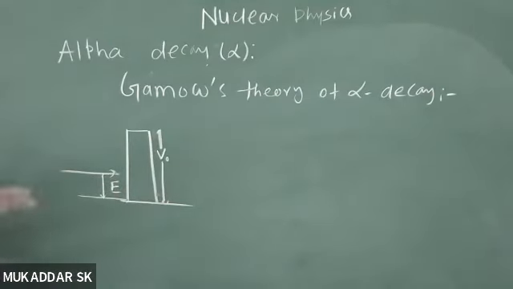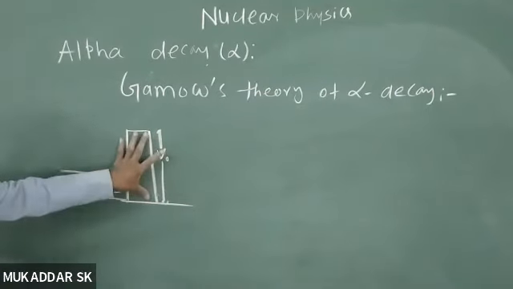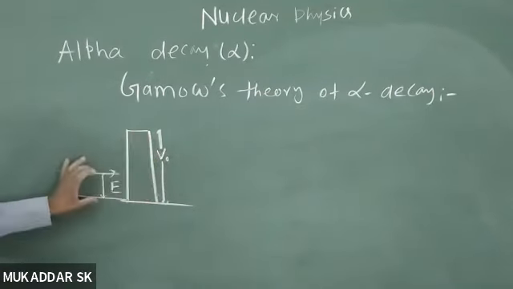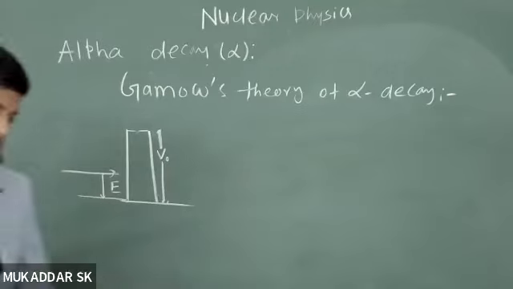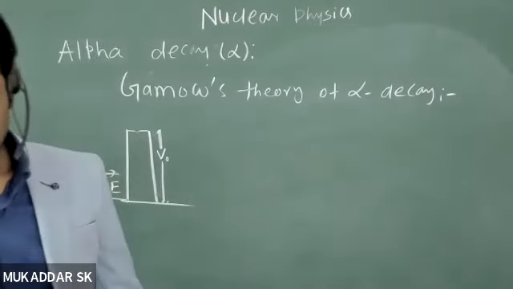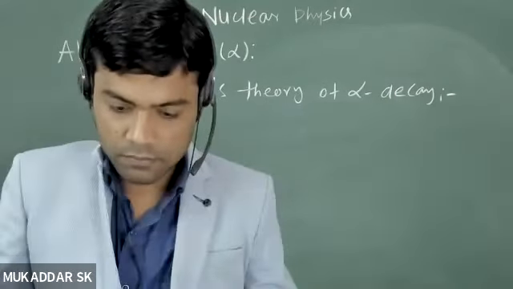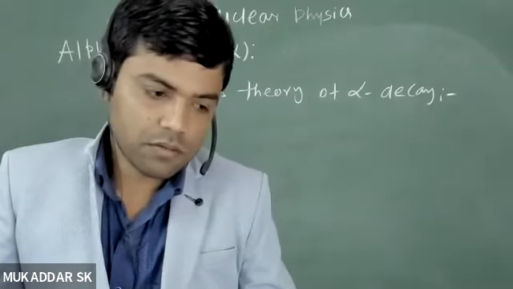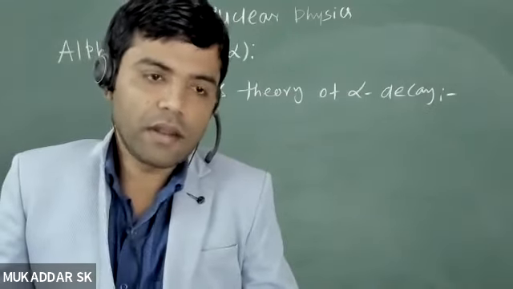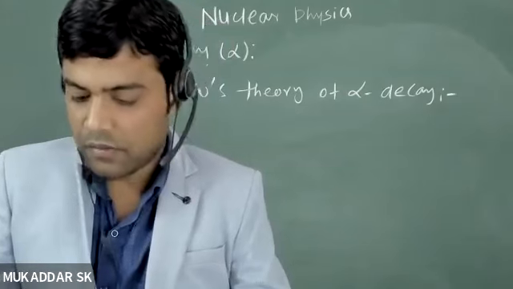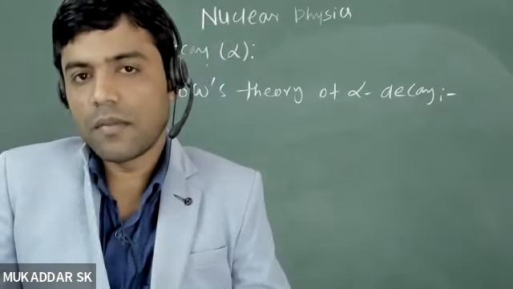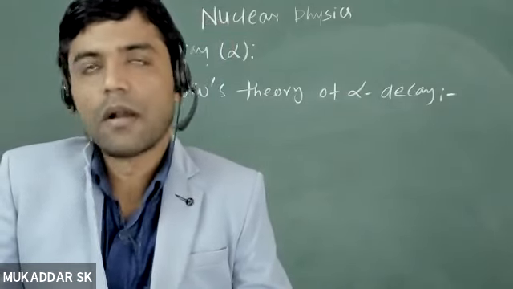While it is trying to cross this barrier, how much barrier is it suffering? The energy is this much and the barrier height is this much. So according to classical mechanics, what will happen? It cannot cross. The same thing happened when the alpha particle was discovered; at that time there was only classical mechanics.